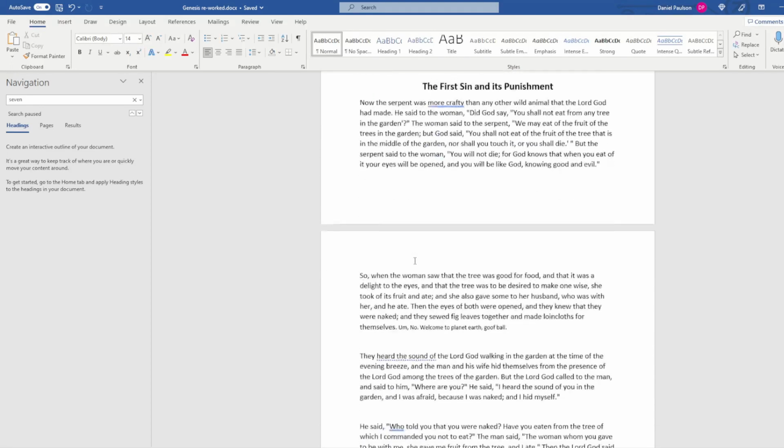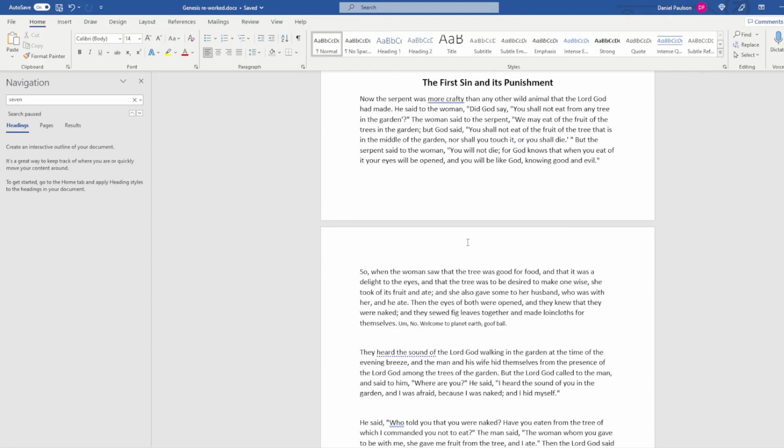So again, you can see, when you look at it, you go, those don't look the same. Anyway, okay, we're going to move on to first sin and its punishment.